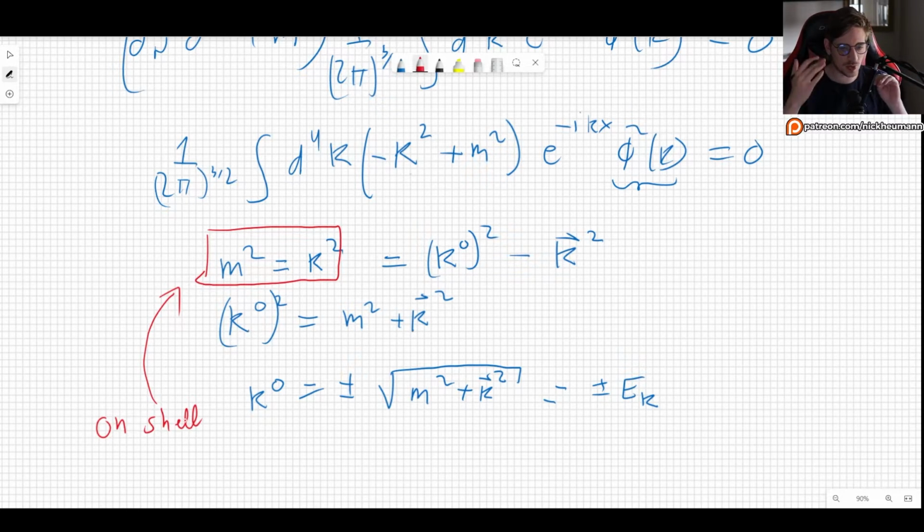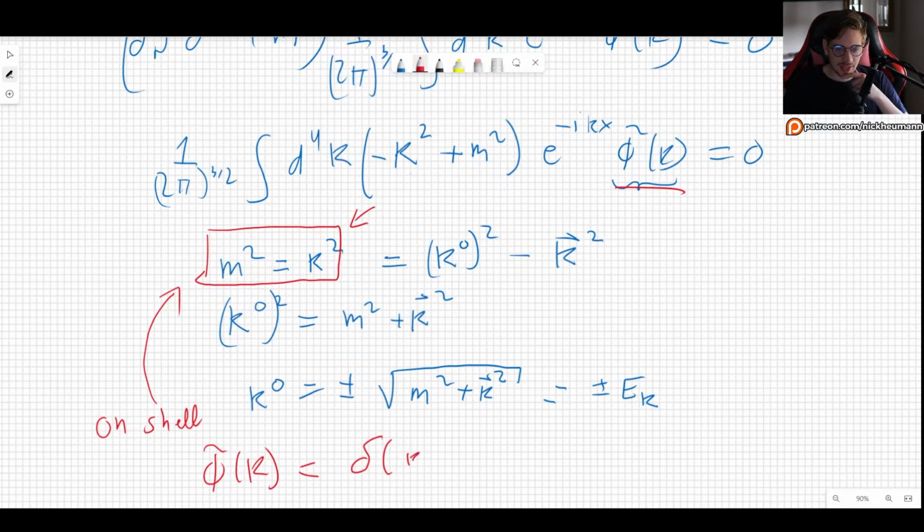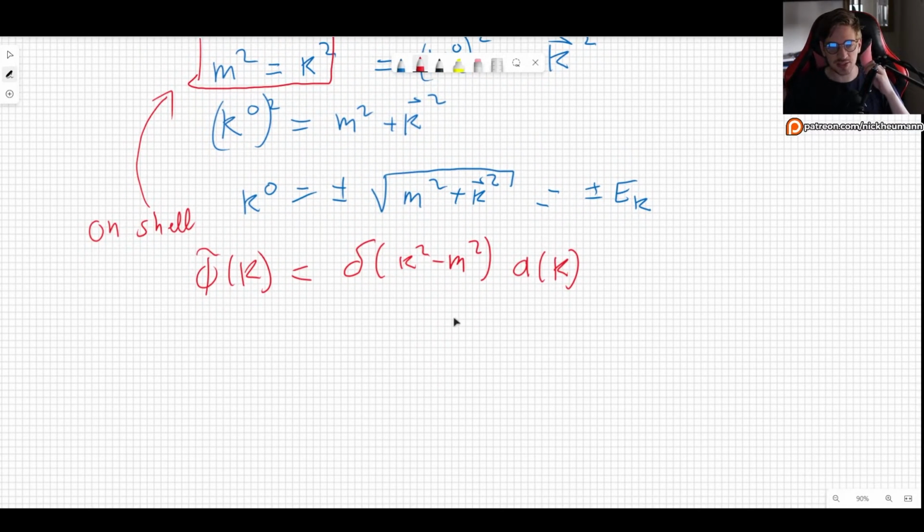But in the future, we will continue to work on that and go even further. Since we know that either this phi is 0 or this condition is satisfied, then we can write phi of k as a delta of k squared minus m squared, or the other way around. It doesn't matter. It's the same, times just some function of k, which is going to be these a's, which very soon we will relate to the raising and lowering operators. So that condition has to be satisfied.